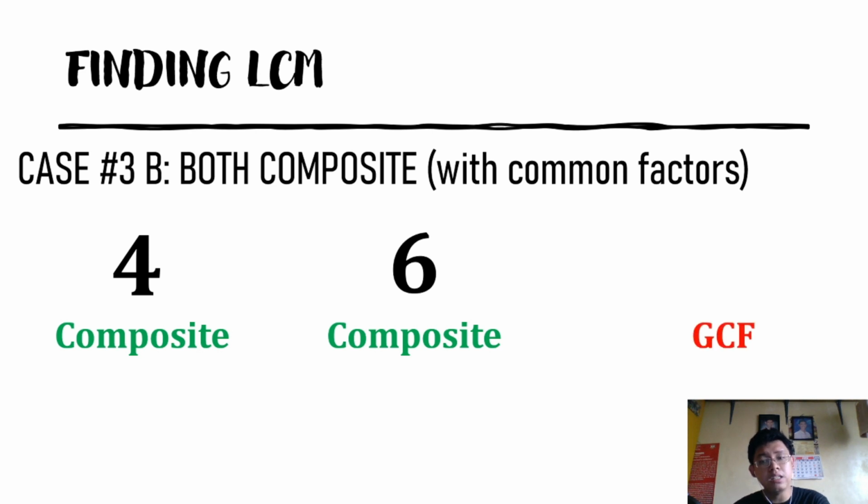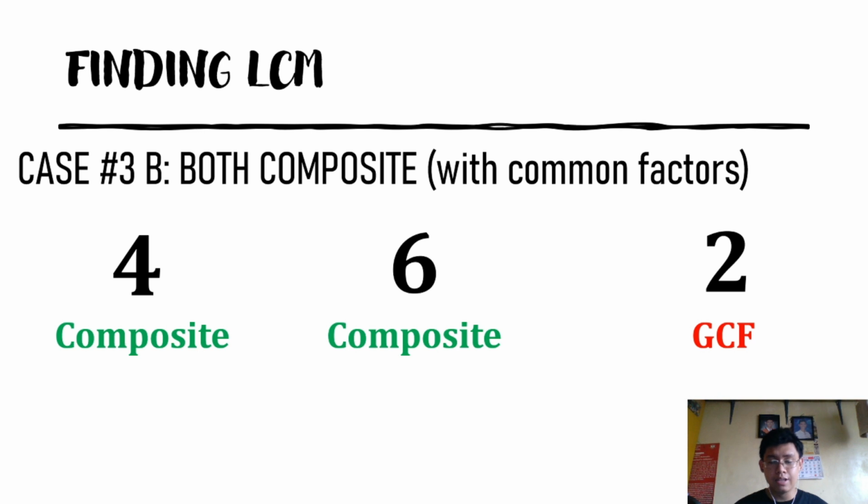Kailangang hanapin si GCF. It is very important to find the greatest common factor of the two numbers if they share a common factor. So 4 and 6. Ano yung greatest common factor nila? So if you answered 2, you're correct.